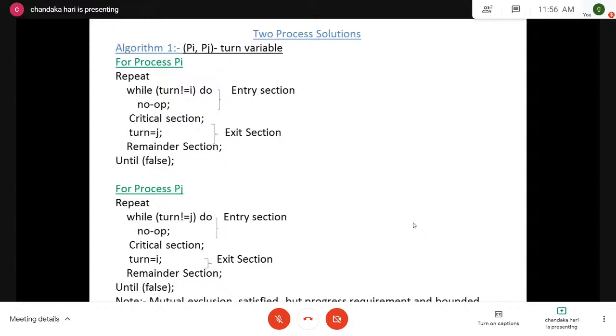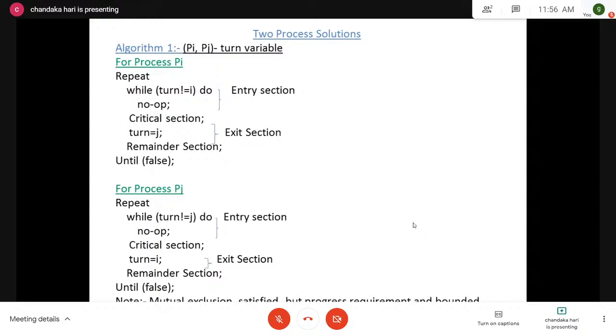That implies if process Pi is in critical section, then process Pj is not allowed to enter into the critical section. Similarly, if process Pj is in its critical section, then process Pi is not allowed to enter into the critical section. Now, how do you solve this particular problem? Okay, it can be solved by using a single variable called turn.